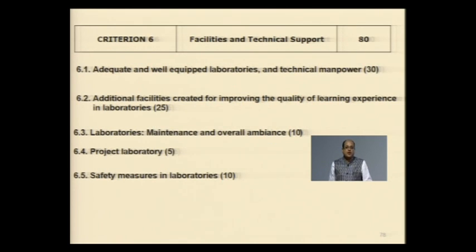Laboratories maintenance and overall ambience. Project: it is expected that an undergraduate department should have a project laboratory independently, where students are allowed to come and work on their projects, in order to avoid the concept of getting projects developed outside. So this is a way to create a lot of real project creation and implementation at the program level. Safety measures in all the laboratories, wherever applicable, are also seen, and 10 marks are given for safety measures for the laboratories.